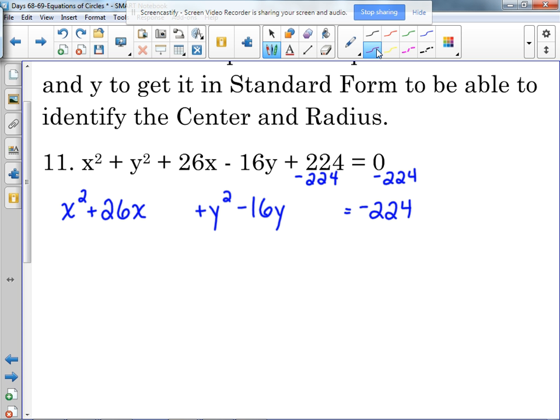Let's start with our x's. If you will recall, completing the square means we take that linear term, that 26, we divide it by 2, we get 13. We square 13, is that 169? Okay, so 169 completes the square. So we add it right there. We've got to keep our equation balanced though, so if we add it to the left side, we also have to add it to the right side.